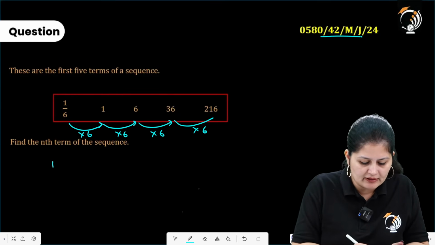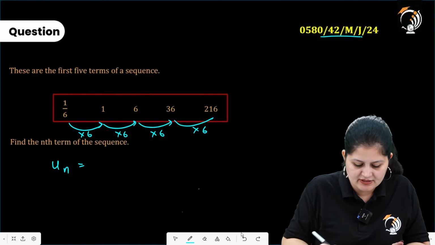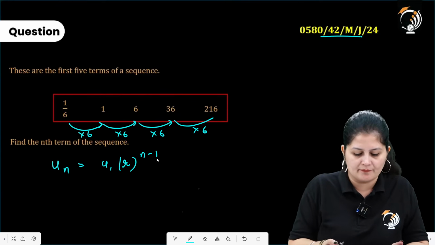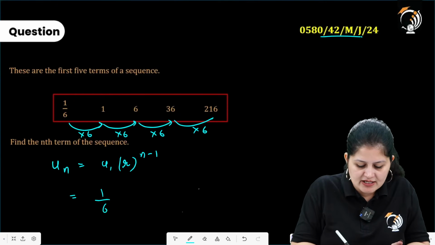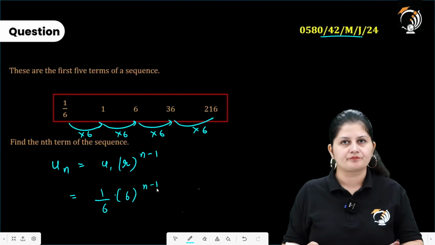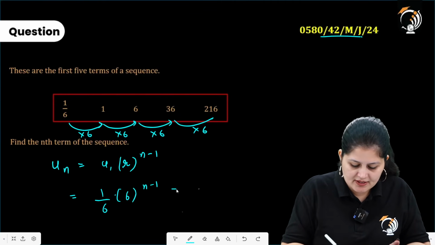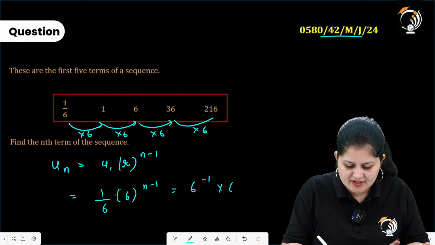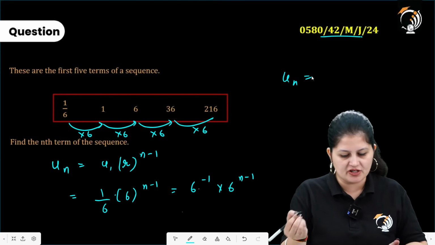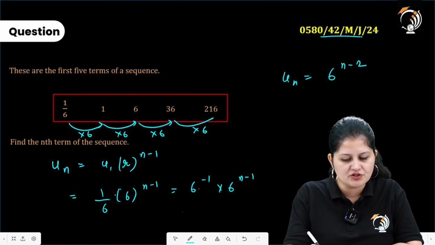Correct? So, if I need to get what is going to be the nth term here, that is going to be a, or we can say the first term, which is u1, times the common ratio raised to the power n minus 1. Correct? So, the first term here is 1 over 6, right? The common ratio here is 6 raised to the power n minus 1. I can write this as 6 raised to the power minus 1 multiplied with 6 raised to the power n minus 1. So, the general term or the nth term of the sequence can be written as 6 raised to the power n minus 2.